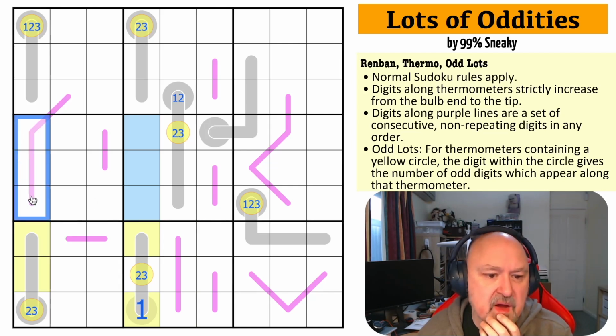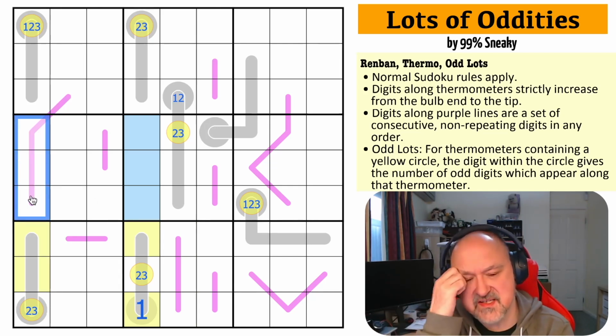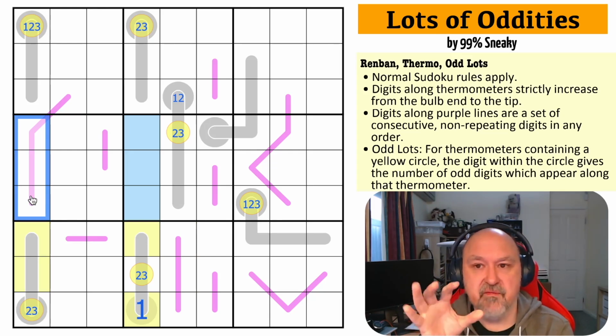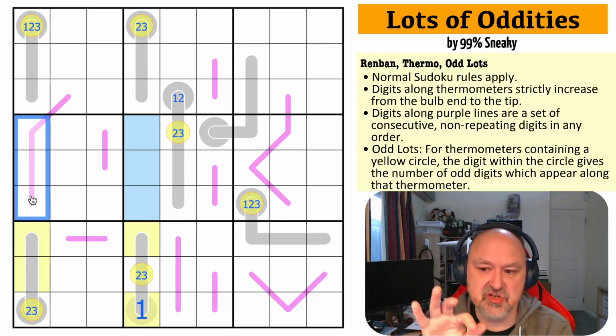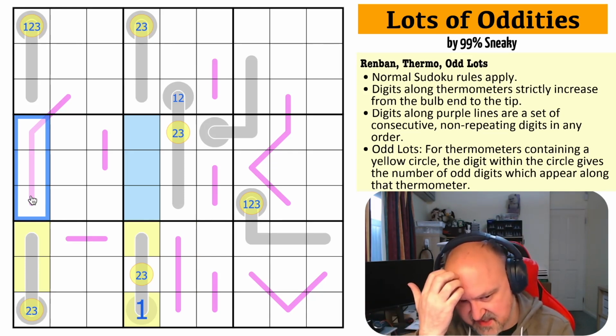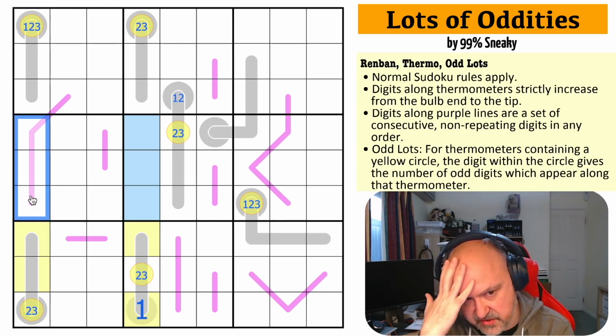Because a 4-cell long Renban line has to contain 2 evens and 2 odds because of the nature of just 4 consecutive digits. 2, 3, 4, 5 has 2 of each. 1, 2, 3, 4 has 2 of each. So it has to contain at least 1 odd digit.